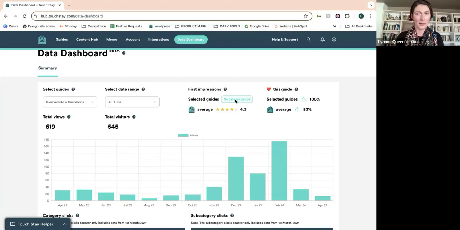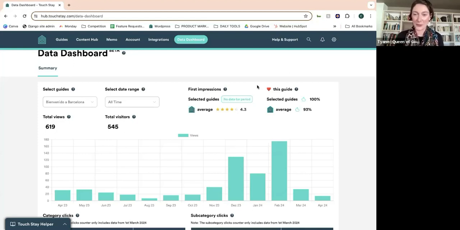Okay, why are my first impressions low? And what can I do to improve that? What's gone wrong in the past? What can I improve? How can I make that better? So it gives you a nice benchmark to measure yourself against and a goal to aim towards. And of course, if you're higher than the average, awesome, well done. Good for you.